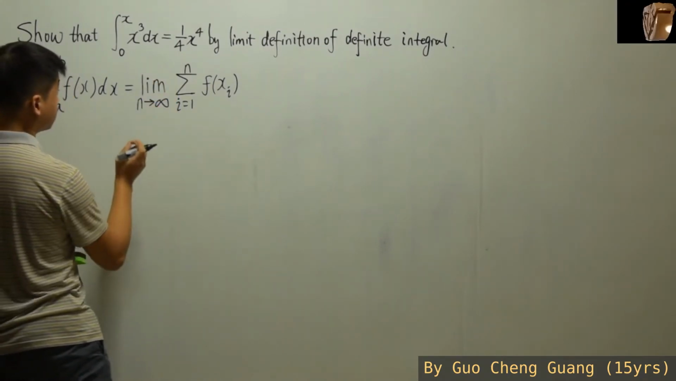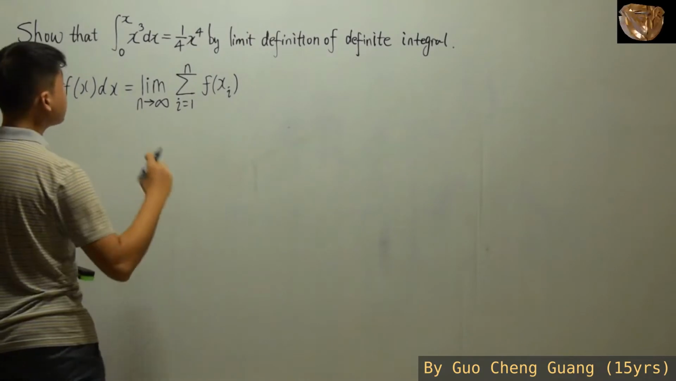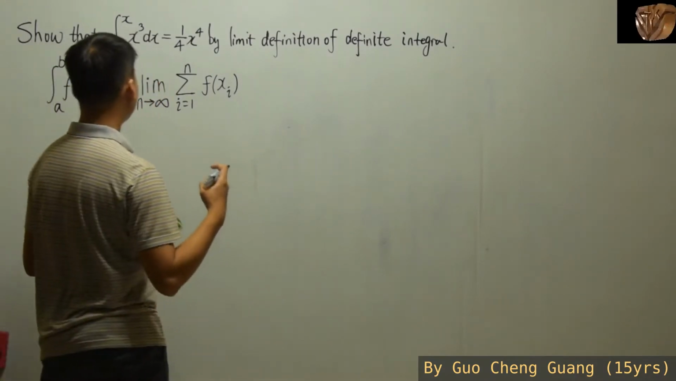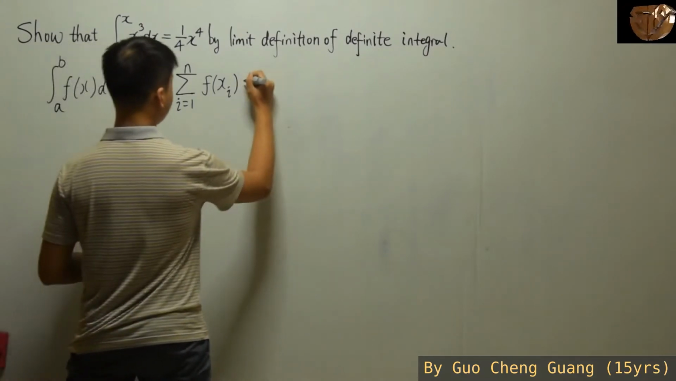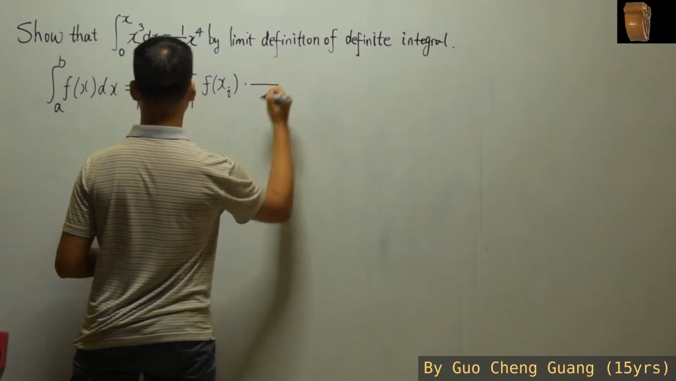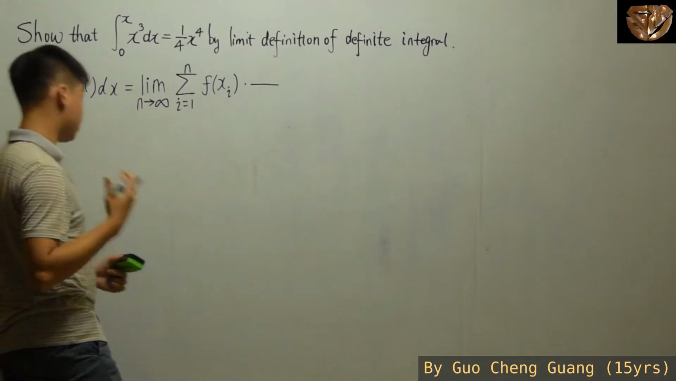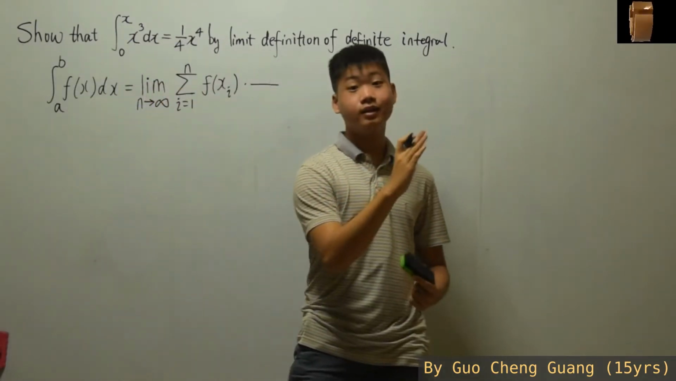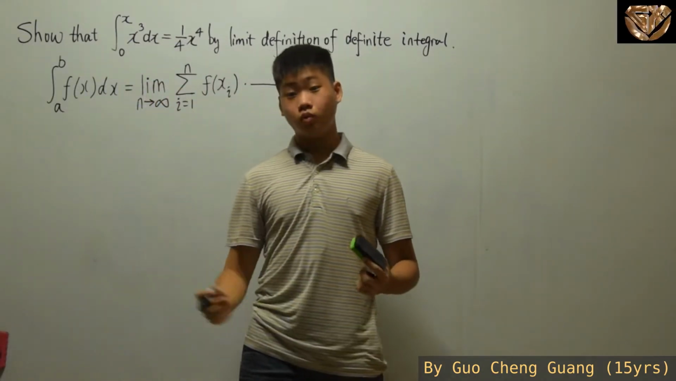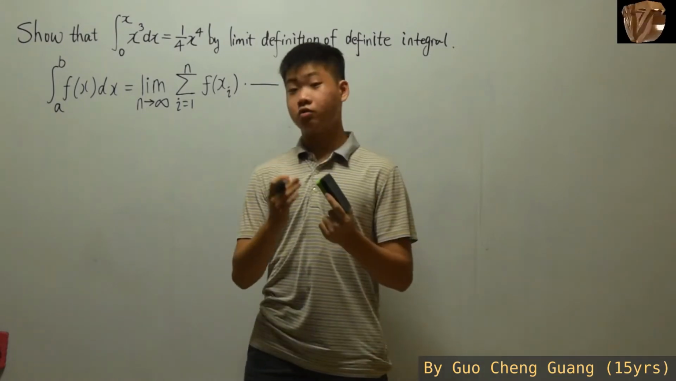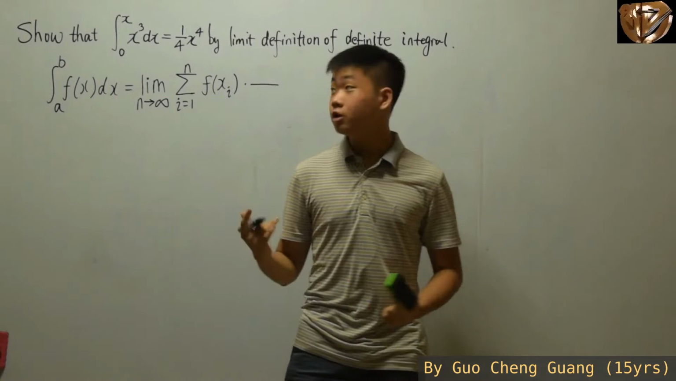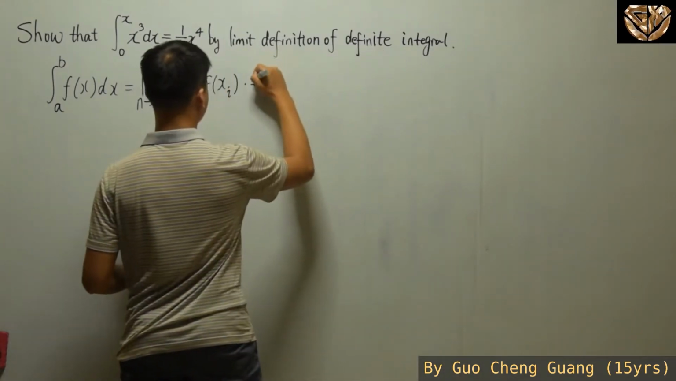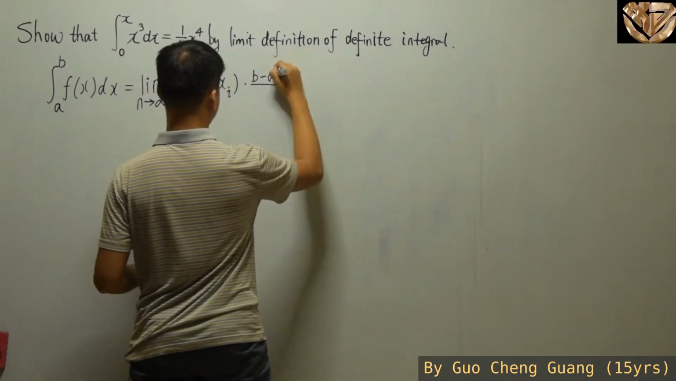Next will be, of course, the base, the width. So this width, how are you going to determine it once again? This width is actually determined by using your intervals that you have over here from A to B. So what amount of length is being spanned from A to B? Well, of course, that will be B minus A.